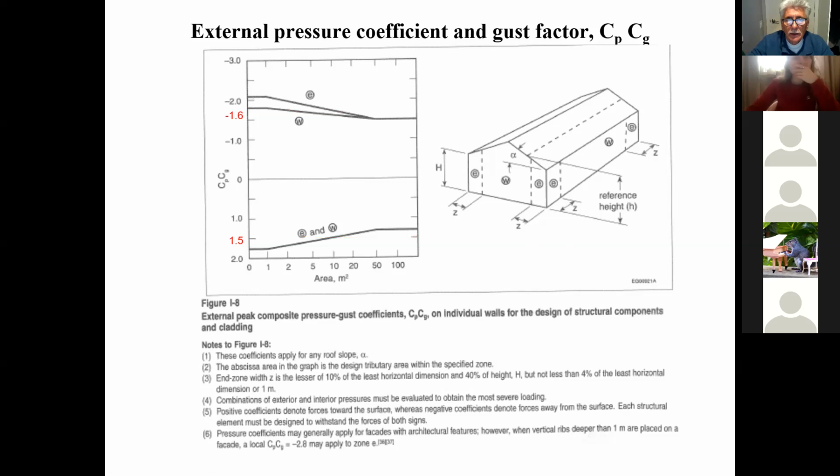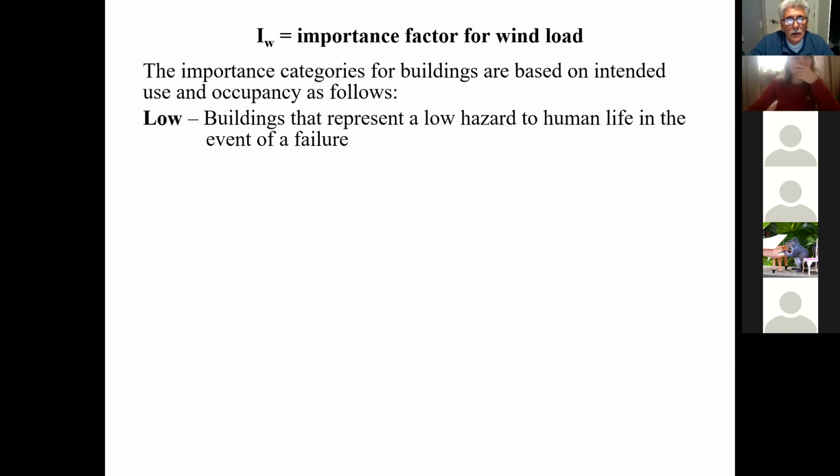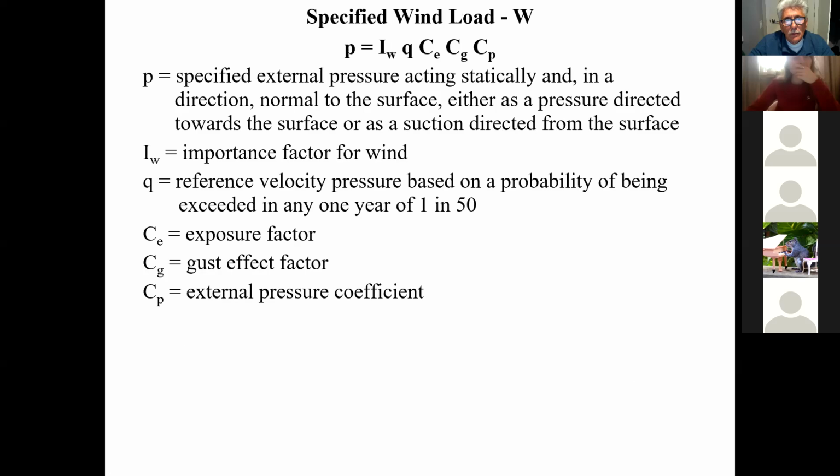Let's go back. Here, this is the equation, John Michael. If I want to calculate the pressure on the surface, I need to know the importance factor of the building. I need to know the reference velocity. I need to know the exposure factor. I need to know the gust factor. And I need to know the external pressure factor. So that's the equation. Therefore, I have to go and find the value of IW.